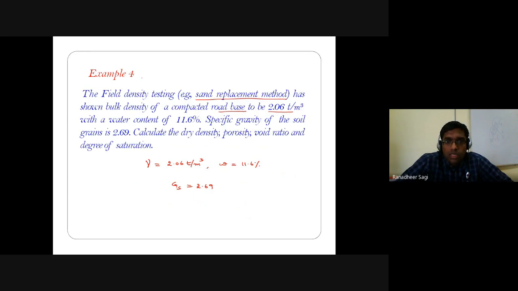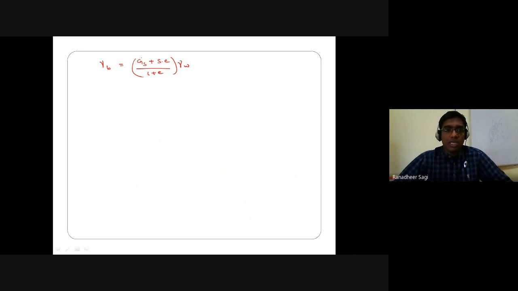What else is given? Water content is given. So this gamma is nothing but gamma T or gamma B, both are one and the same. I'll make use of the relation where these terms are involved. Gamma B is equal to (GS plus S into E) by (1 plus E), into gamma W. This is one of the relations we have seen earlier. But in this relation, GS is known, void ratio is unknown, degree of saturation is unknown. So I cannot make use of this expression. It is not going to be effective in finding out the unknown I am looking for.